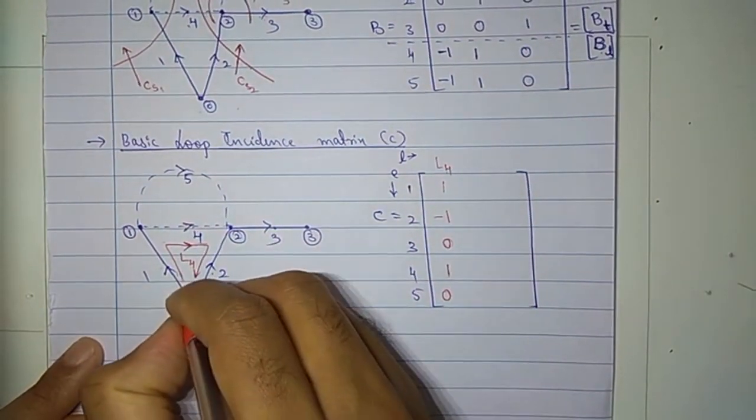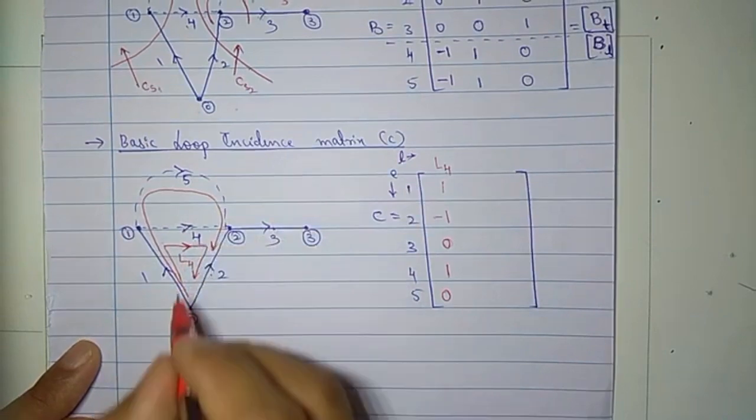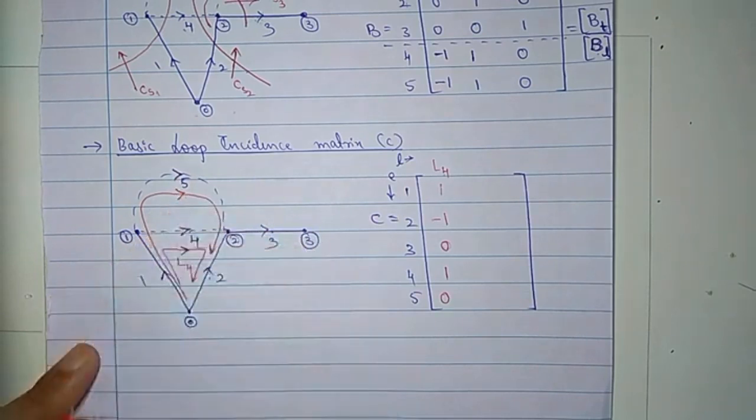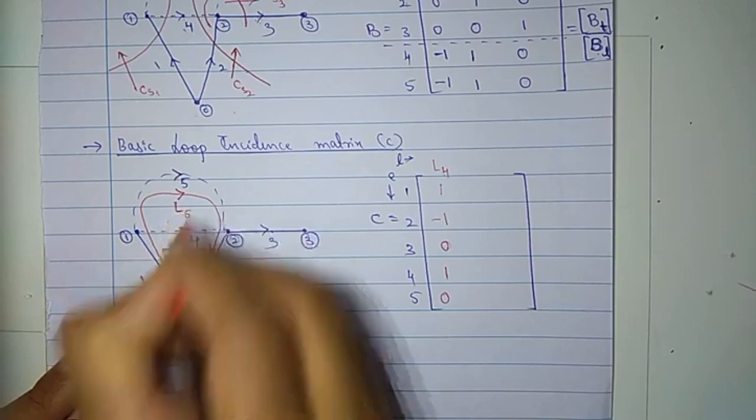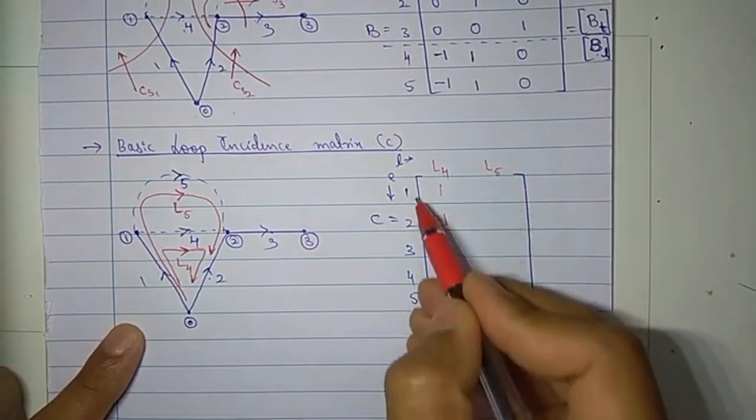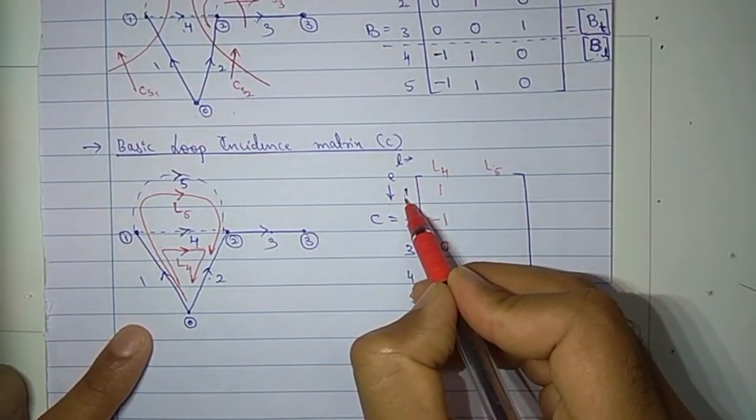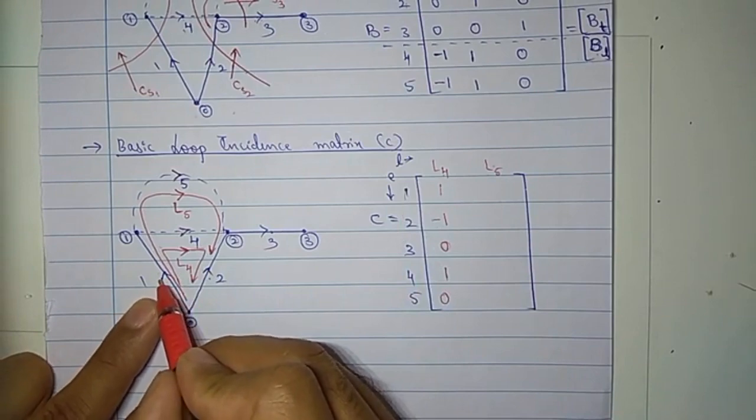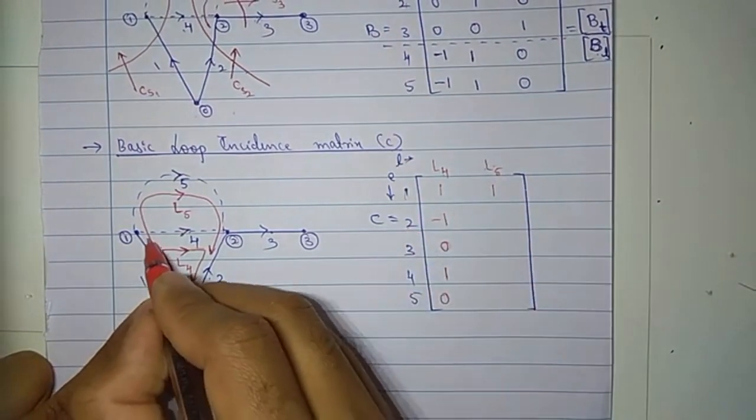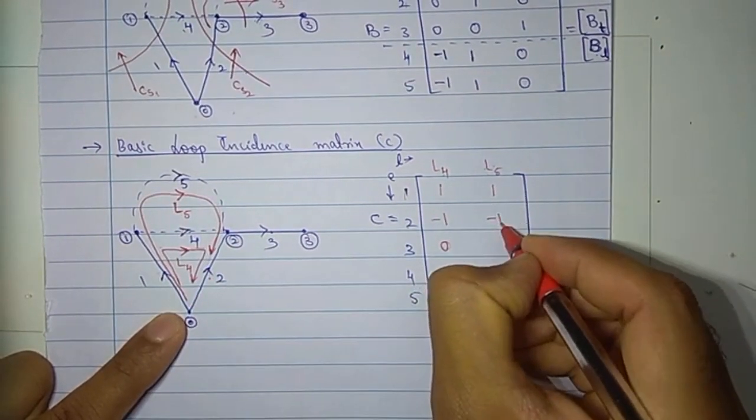Now, one more loop can be formed from the reference point. This direction should be in the same direction as that of link 5. I'll give the direction like this, and I'll name it loop 5. Now look at this loop 5. Correspondingly, you should look at all the elements. Loop 5 with element 1: it is in the same direction as element 1, so it is 1. Loop 5 with element 2: it is coming opposite to that of element 2, so I should write -1 here.